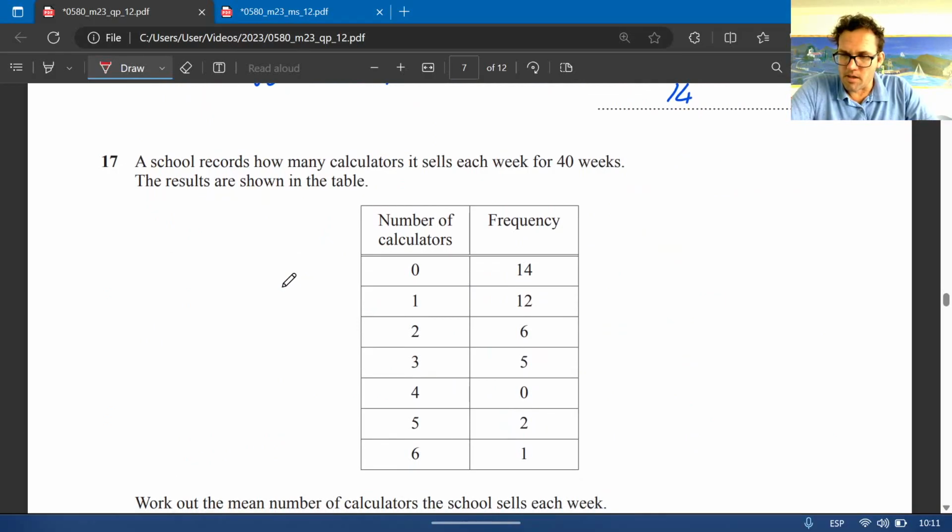Right, the school records how many calculators it sells each week for 40 weeks. You understand that?